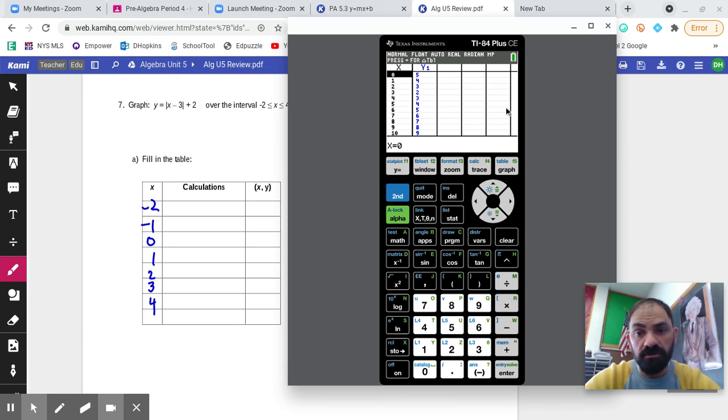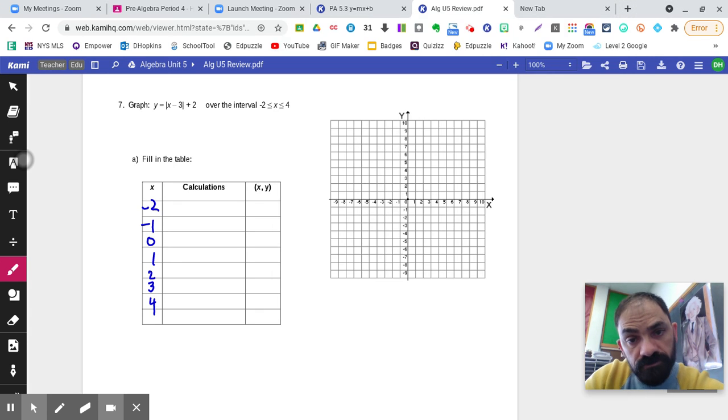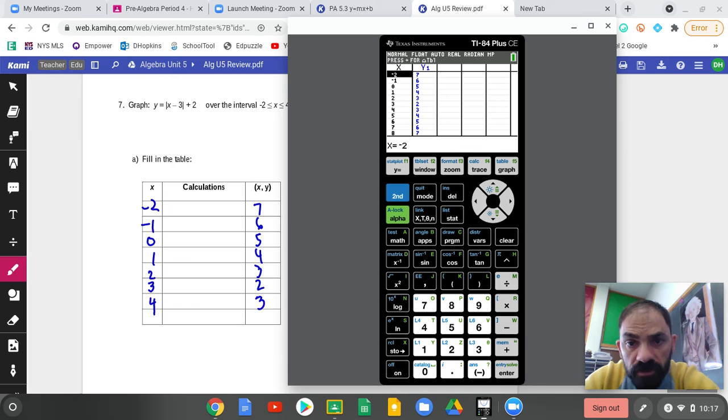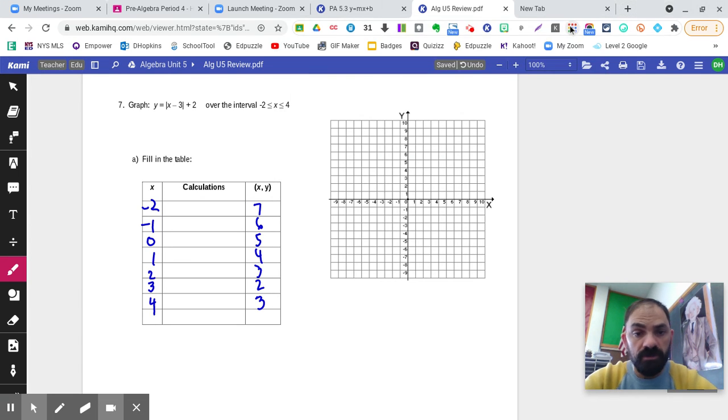Second table, let's arrow up to get to the negatives. So we have 7, 6, 5, 4, 3, 2. And then it starts counting up again. Did you see that on the table? 4 is 3, 5 is 4. So it goes up. All right, so let's see here. Negative 2, 7. 6, 5, 4, 3, 2, and then it went up.